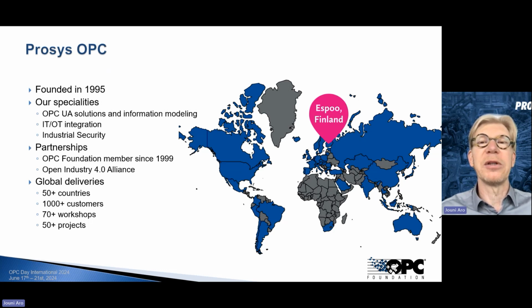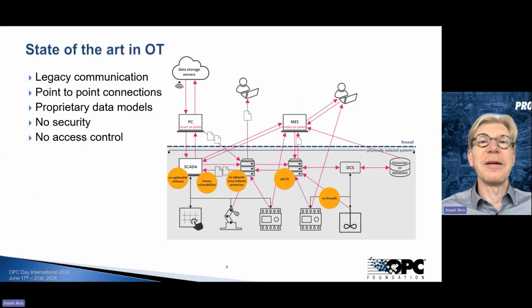But we've provided solutions mainly for the developers, but we also want to help the end users to really take advantage of all the OPC UA features. So the state of the art in OT still today mostly is that it's full of all kinds of legacy communication. There are mostly point-to-point connections, proprietary data models that are being used. There's no security in general and no access control applied. We all know this, and it's a reality.